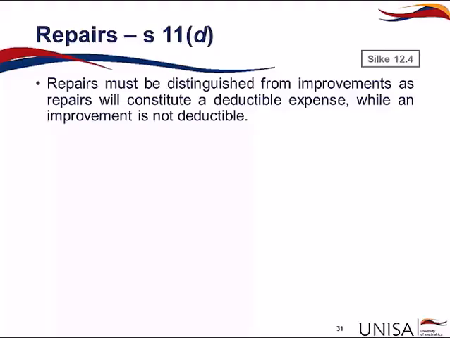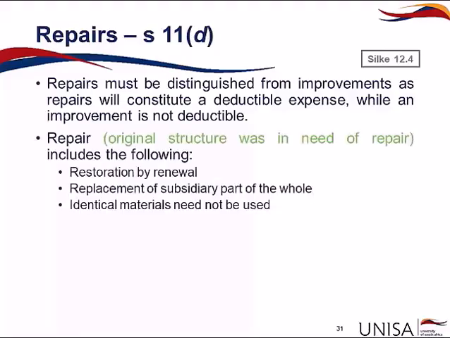When it comes to repairs, we need to ask ourselves, was the original structure in need of repair? If the answer to that is yes, then we also need to consider, was it a restoration by renewal? So did we restore, let's say, the kitchen in a prospecting house? The replacement of subsidiary parts of the whole. And then identical materials do not need to be used in order for it to still qualify as a repair.